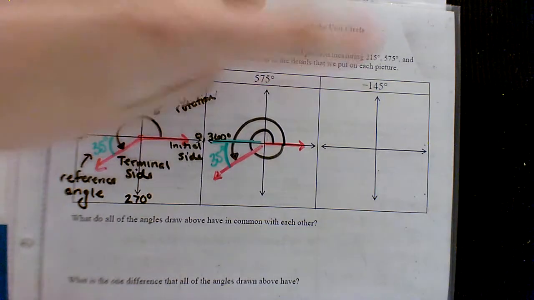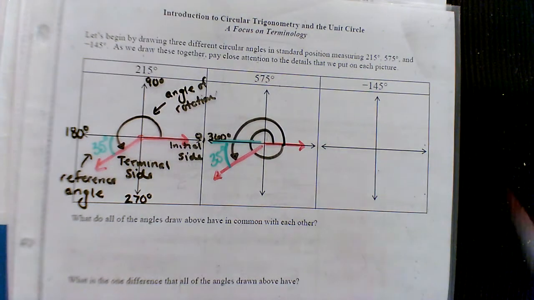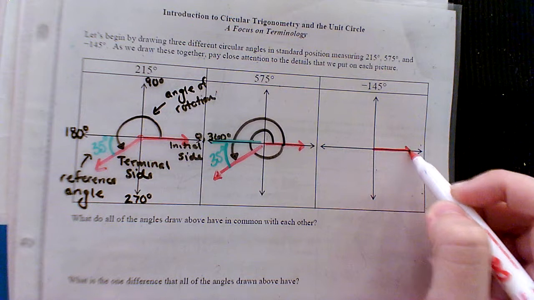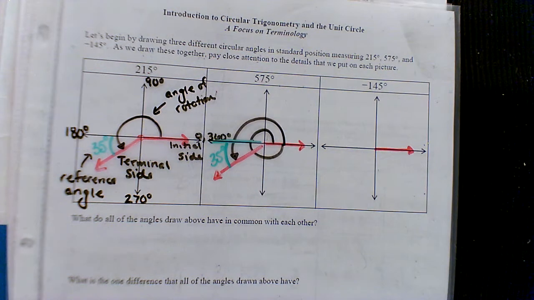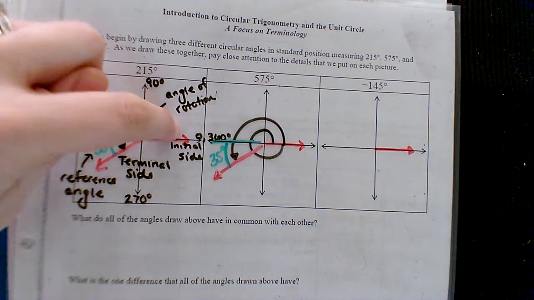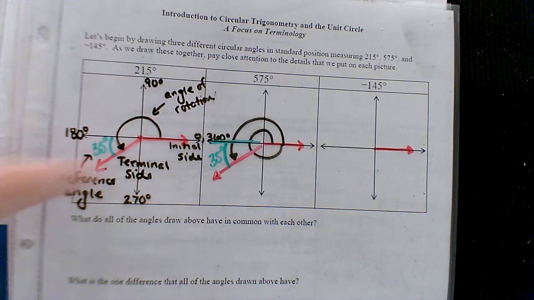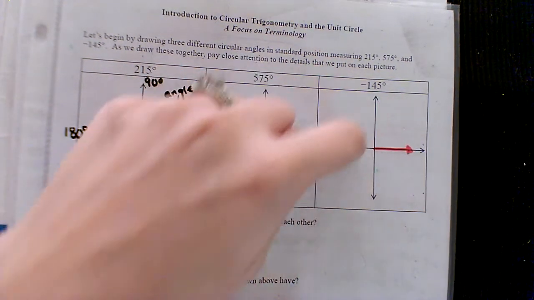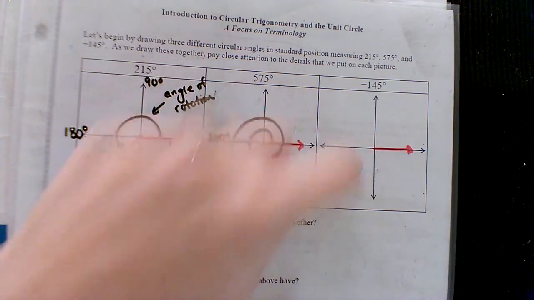What if we wanted to draw a negative angle? Okay, let's start with our initial side. Did you notice how we drew the previous two ones? Did you notice how they were counterclockwise? Okay, we went from the first quadrant to the second quadrant down to the third. If we have a negative angle, we're going to go ahead and travel backwards. So instead of going counterclockwise, we'll go clockwise.